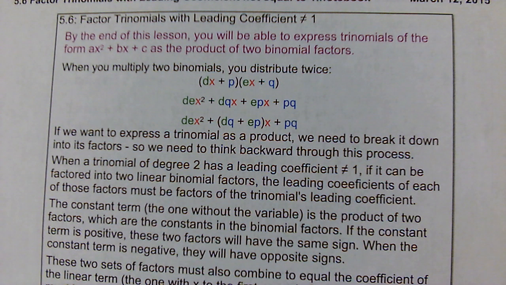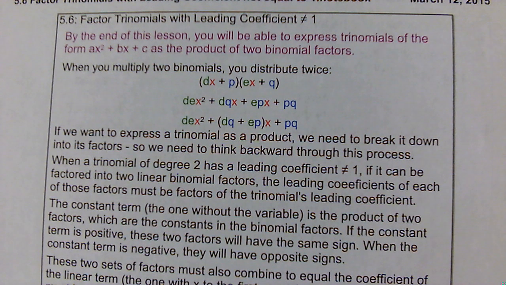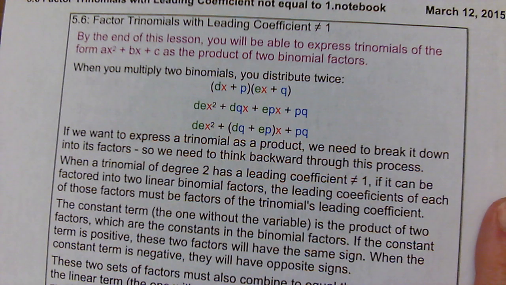And in that case, we just needed to look at the constant, and we needed to find factors of the constant that when we did whatever the sign of the constant told us, either add or subtract, would give us the coefficient of the middle term, or the x term. But when you have a leading coefficient that isn't 1, it gets a bit more complicated. Now I know there's a lot of verbiage here, so let's look at it together.